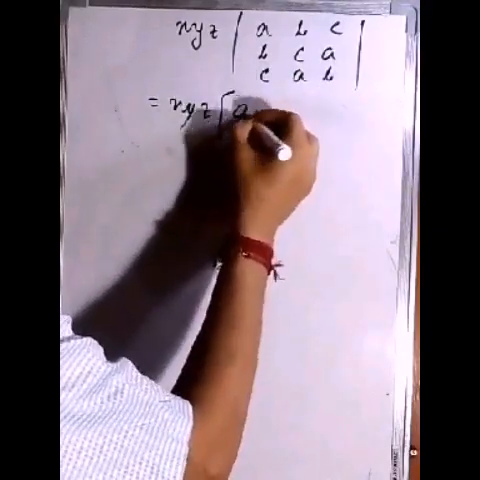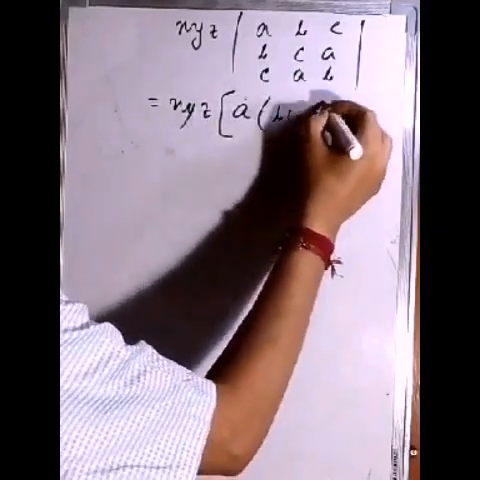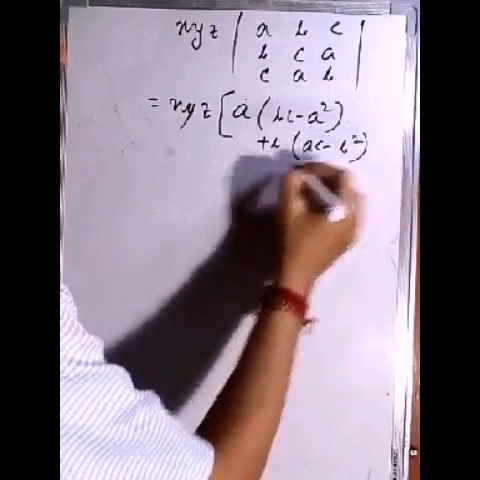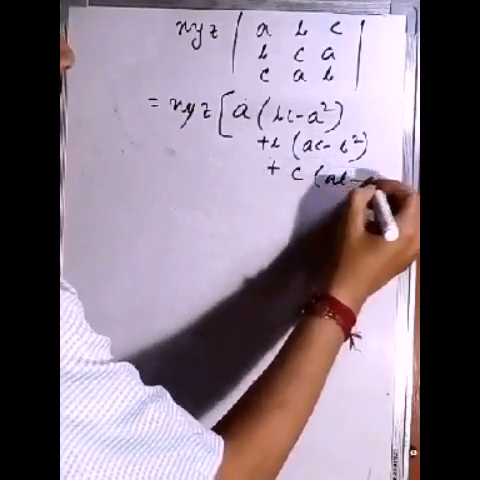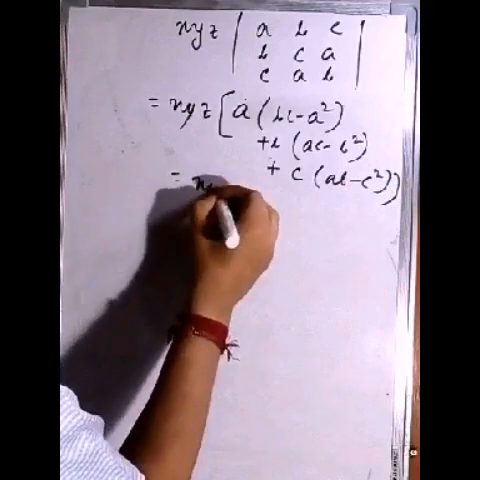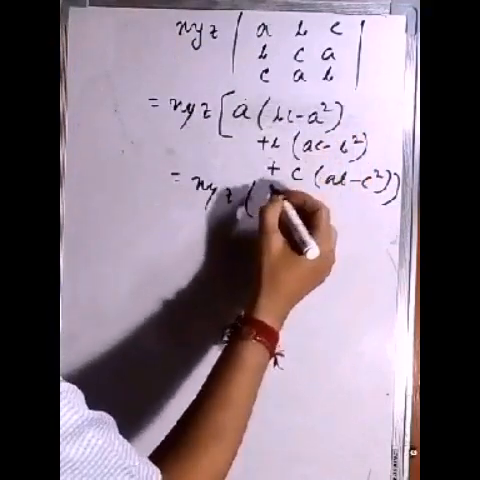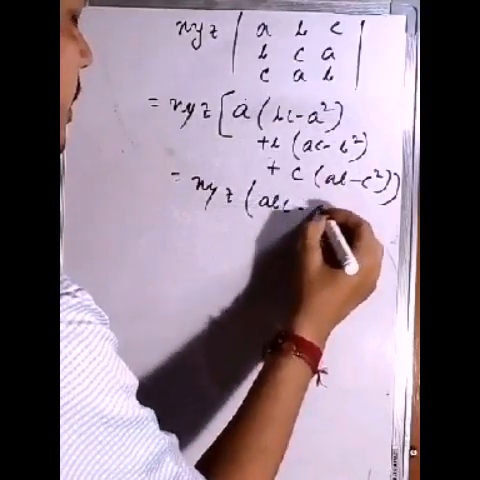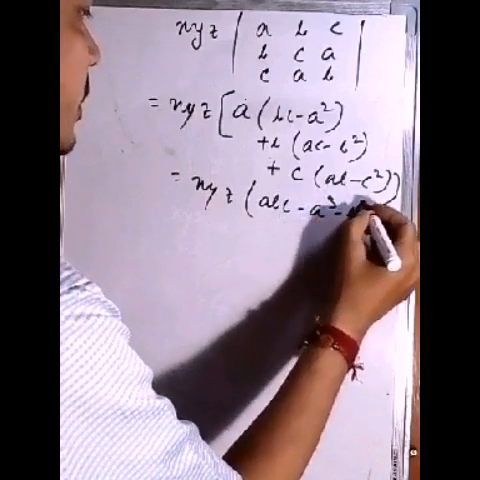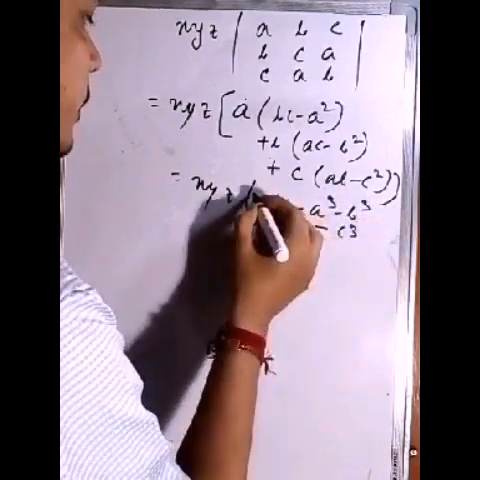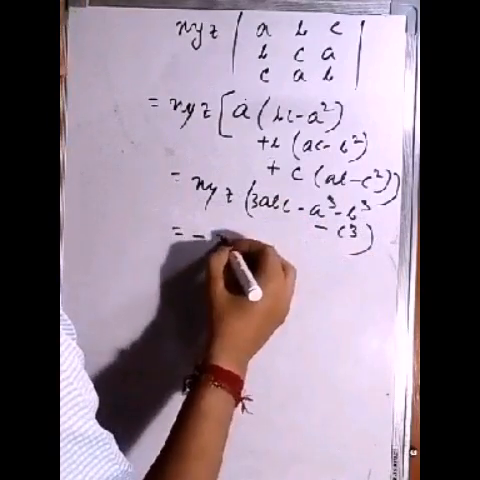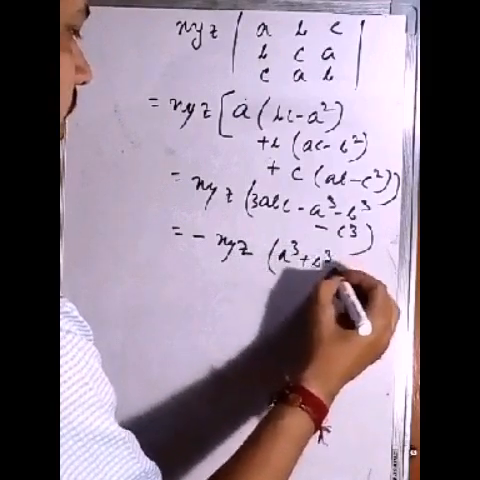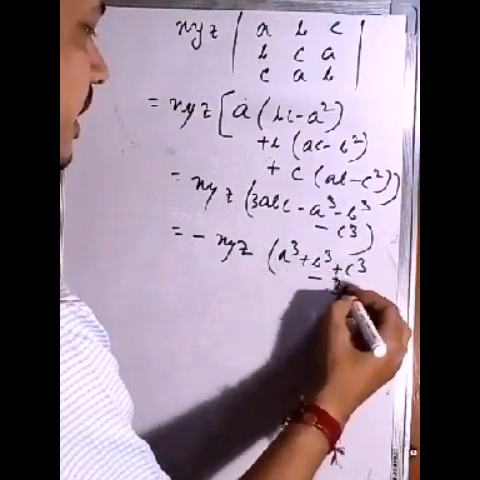So this becomes A into BC minus A square plus B into AC minus B square plus C into AB minus C square. So we have XYZ, determinant ABC. This equals ABC minus A cube minus B cube minus C cube. So we have 3ABC here. So taking minus common, we get XYZ, determinant A cube plus B cube plus C cube minus 3ABC.